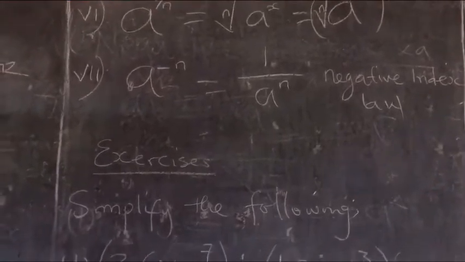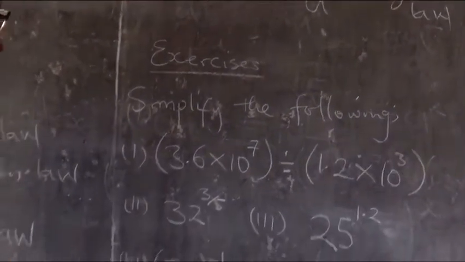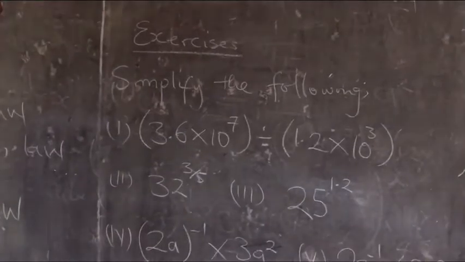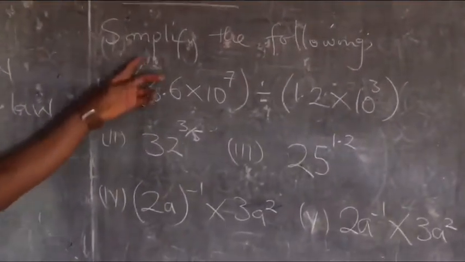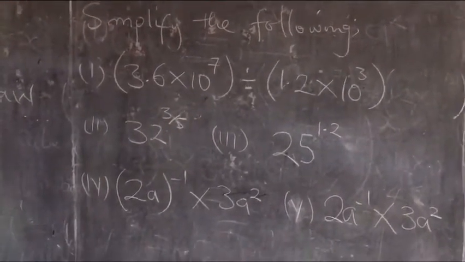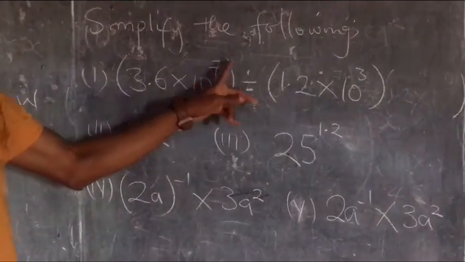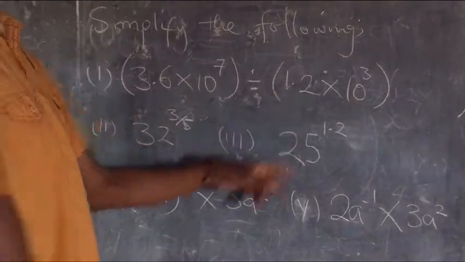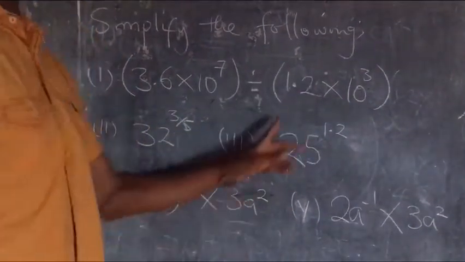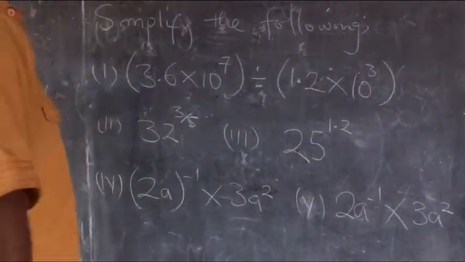Now, we could take exercise. The exercise we want to take for this class, see the few exercises we get. So this one says simplify the following. I get 3.6 times 10 raised to the power 7 divided by 1.2 times 10 raised to the power 3.